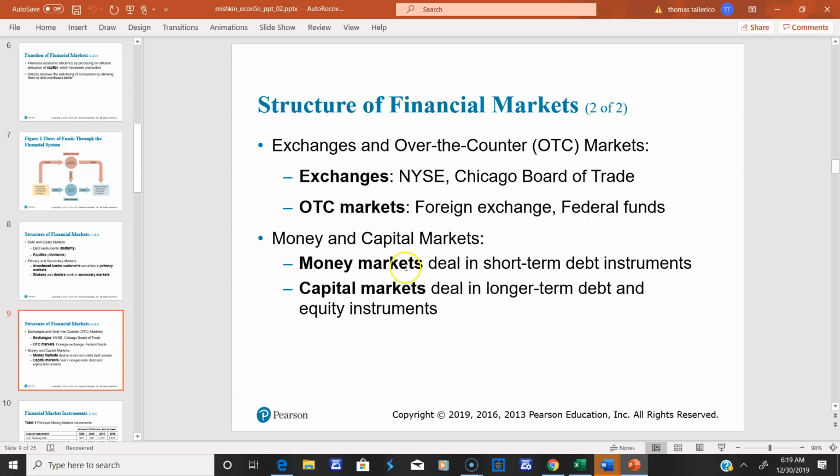Over the counter would be foreign exchange or buying on the Fed funds through the Federal Reserve. All right, so money markets deal in short-term debt instruments such as treasury bills and commercial paper, where companies buy and sell debt from each other for short-term, up to 270 days. Capital markets deal in longer-term debt and equity instruments such as long-term bonds, long-term treasury bonds, and stocks. That's considered capital markets, a year or more.